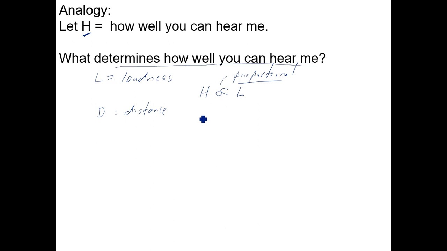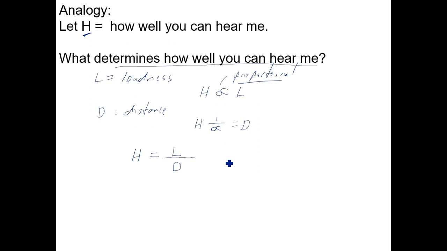In this case, it's the opposite relationship though. This is what we call an inverse relationship. So now we put 1 over this proportional symbol. Now the further you are away, the less you can actually hear me. So there's an inverse relationship between those. So if we just turn this into an equation, and you'll see where this is going in a minute, how well you hear me is equal to how loud I talk. But the further I am away, the less you can hear me. So we put that in the denominator.